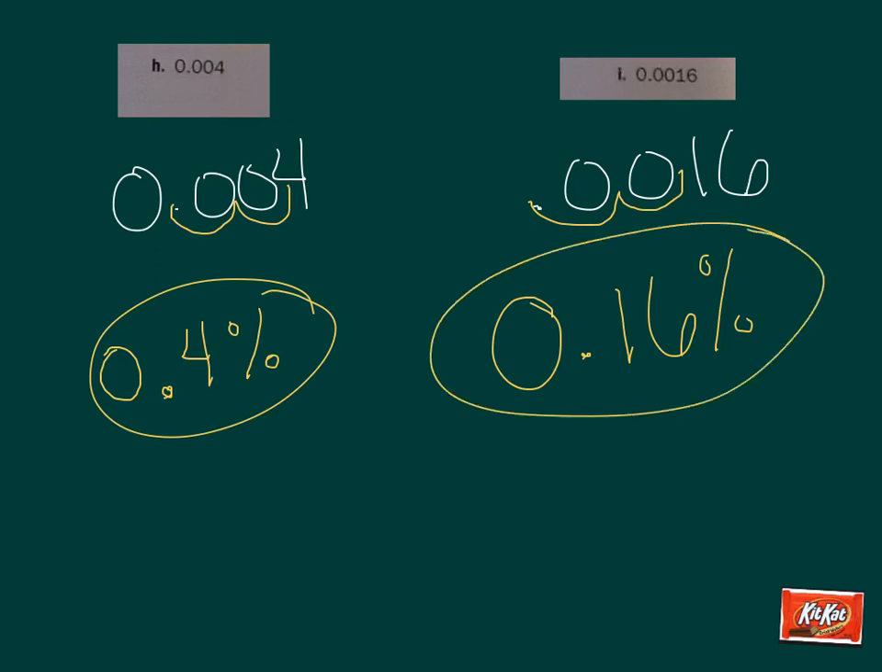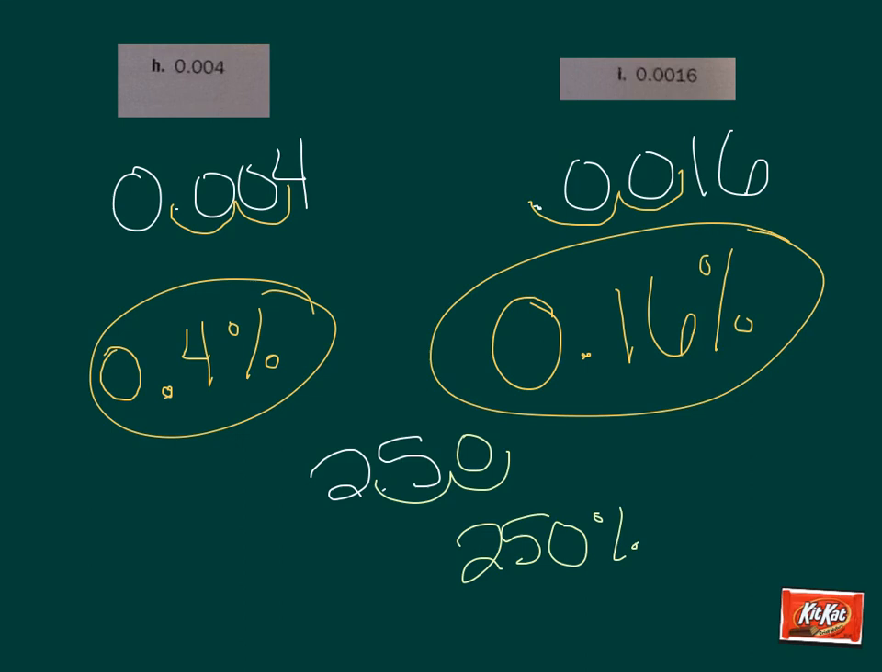Now, what if I had 2.5? This is actually letter G. I would still move the decimal place over 2 places. So this would actually be 250%. So these all are either going to be less than 1% or greater than 100%.